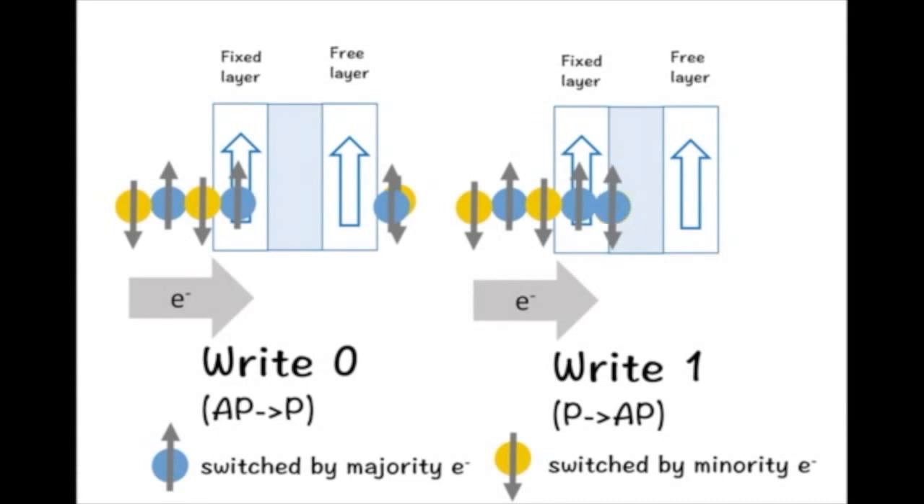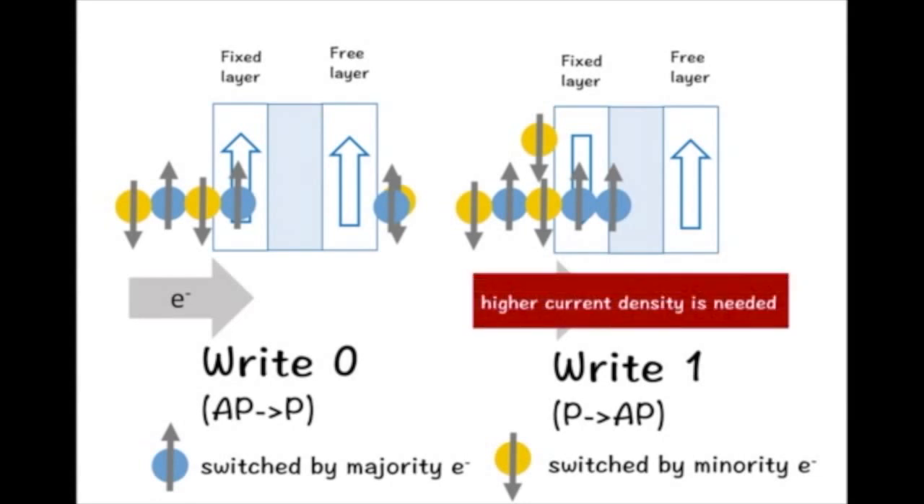Vice versa. After enough minority electrons pass through the free layer, the torque is large enough to flip the magnetization direction in the free layer. Therefore, antiparallel magnetization generates high resistance and represents 1. Because we use minority electrons to write 1, we need higher current to make it.